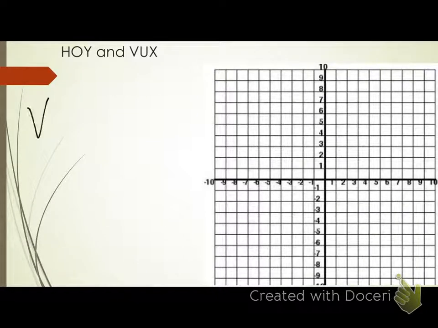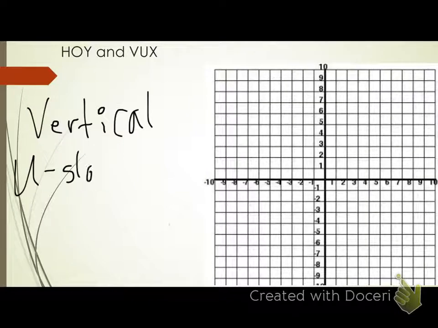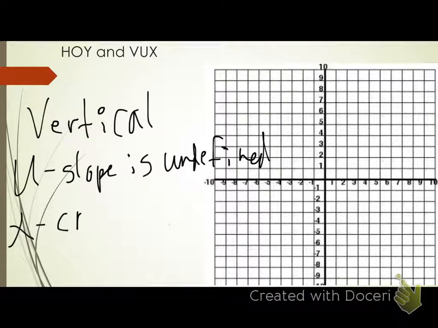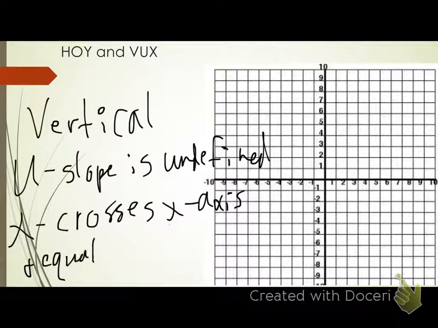VUX, as you probably have guessed, the V stands for vertical. It's a vertical line. Some of you may know this already, but the slope of a vertical line is undefined. That's what the U stands for on VUX. And then once again, in this case, it crosses the x-axis, and the equation is x equals some number.